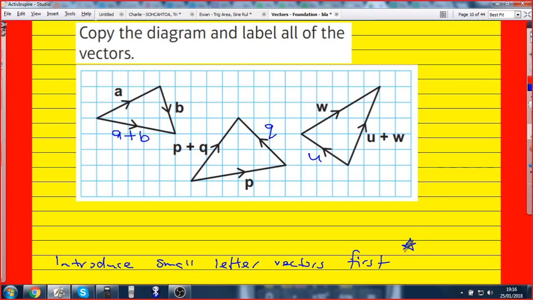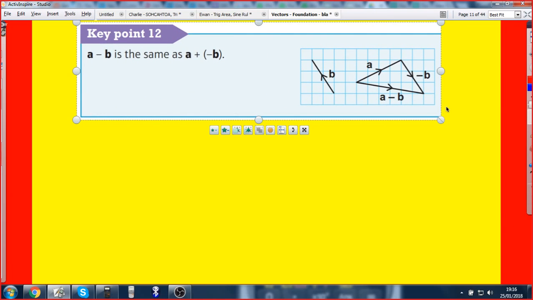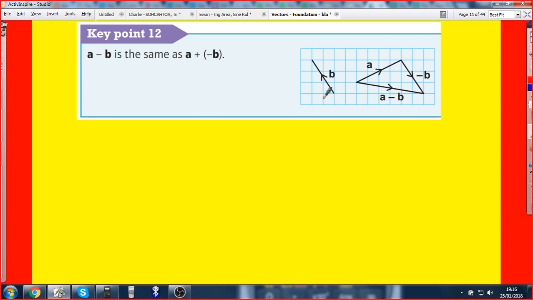No. Okay, so a bit of a jump. So this vector is the vector minus B. If B is going in this direction, then minus B goes in the other direction. And basically A minus B is the same as A plus minus B.